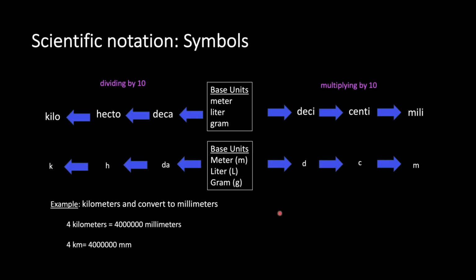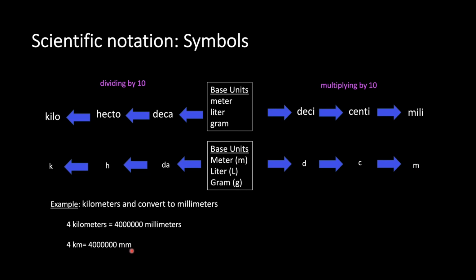So let's look at an example. Kilometers to millimeters. We did this example before. Now, let's put the symbols in. For kilometers, k was the symbol for kilo, and then m was the symbol for meters. Now let's look at millimeters. The symbol for milli was m, and again, for meters is m. So you just put 2 lowercase m's together.